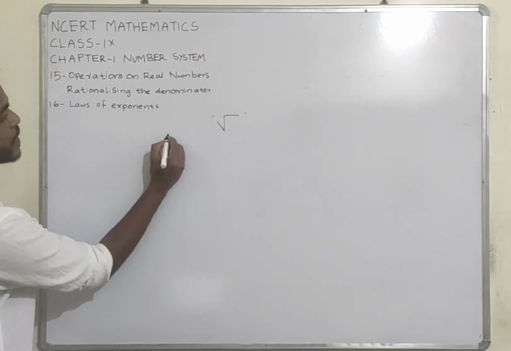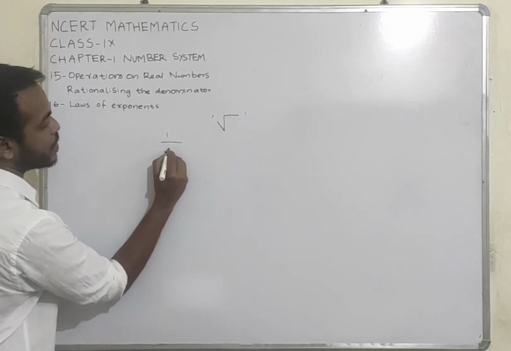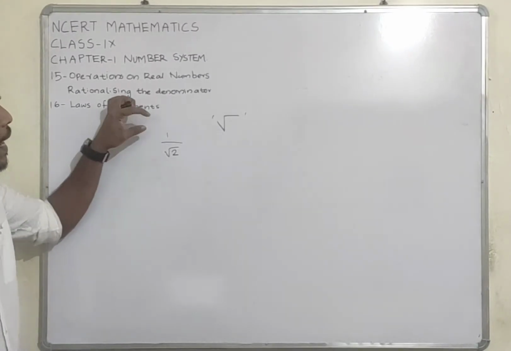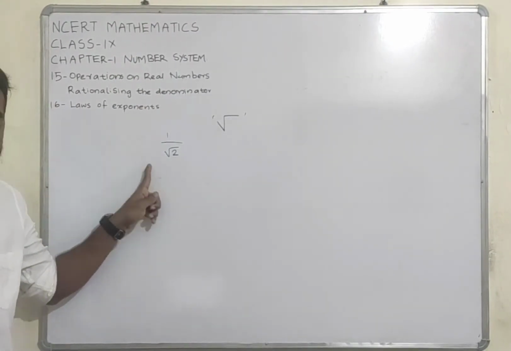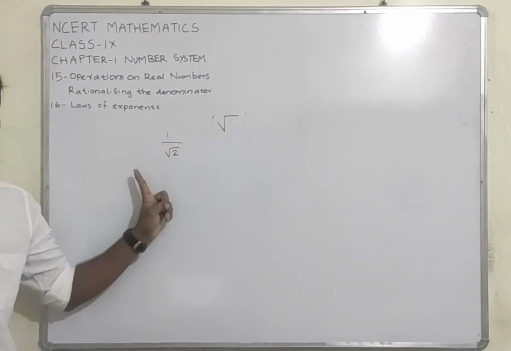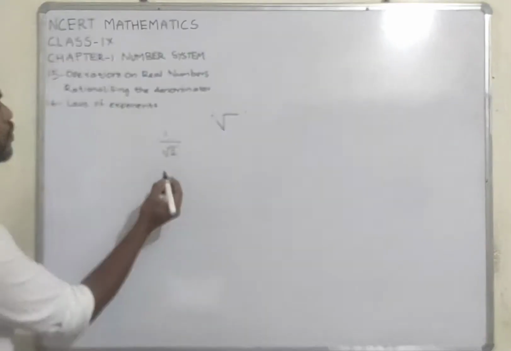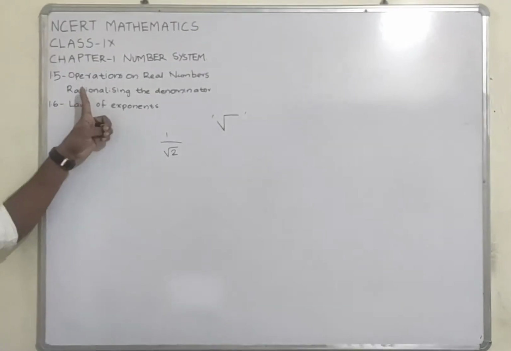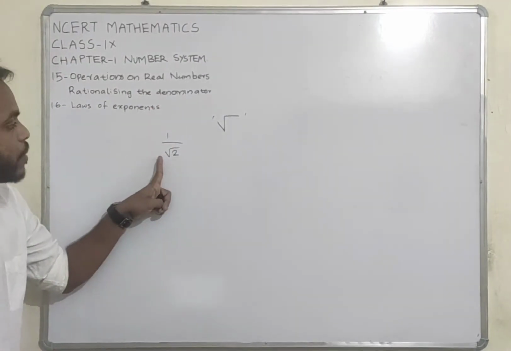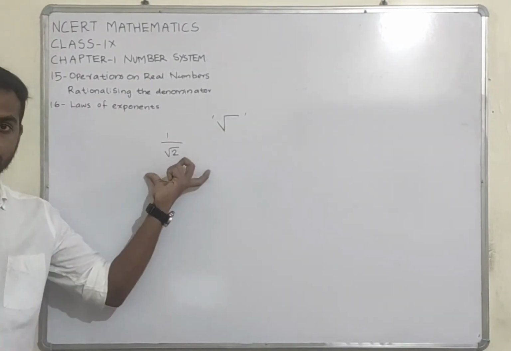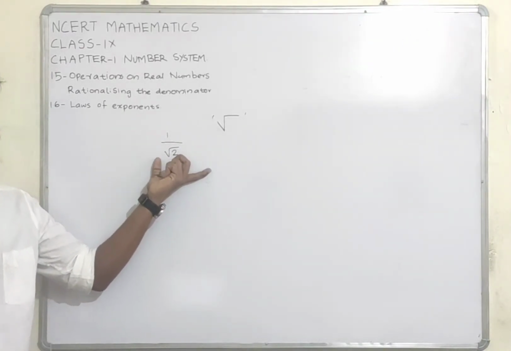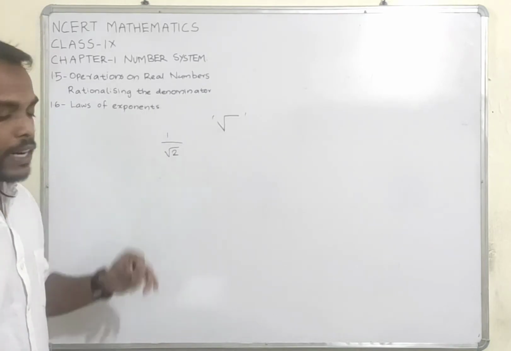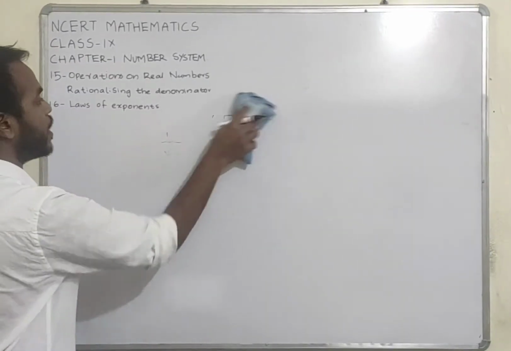In simple words, if there is a root 2 in the denominator, we know any number of the form p by q, if there is a root or a radical sign in the denominator and we want to remove it, the process of removing this root is called rationalizing the denominator. What is the number in the denominator here? It's an irrational number, right? We are going to convert it into a rational number. That particular process is called rationalizing the denominator. Now let's see how this can be done.